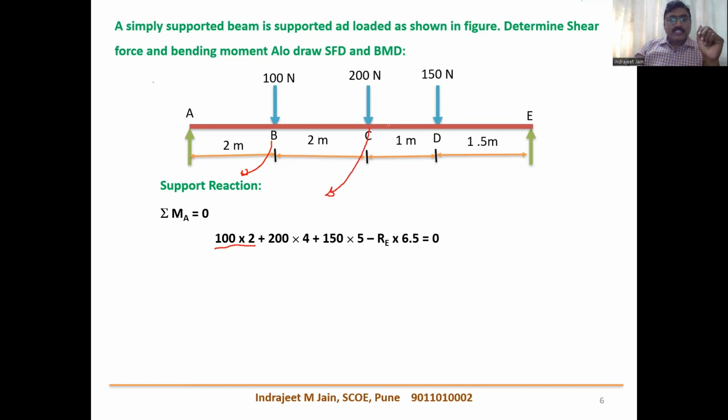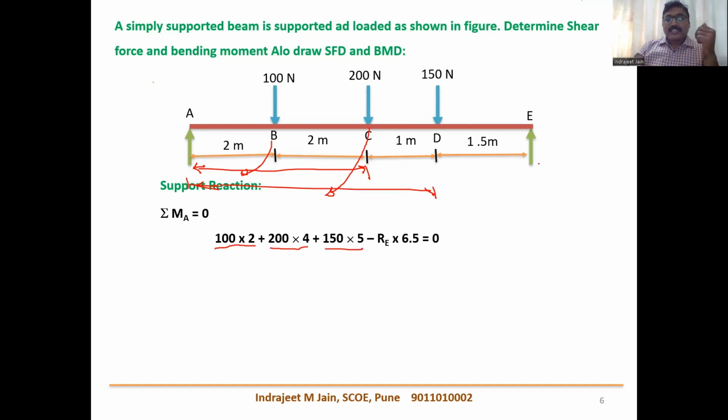This will again rotate in a clockwise direction, and its perpendicular distance from A is 4 meter. So here 200 into 4 meter is the moment. Next, the 150 Newton force with respect to A. The distance from A to D is 5 meter, and 150 into 5 is the moment.